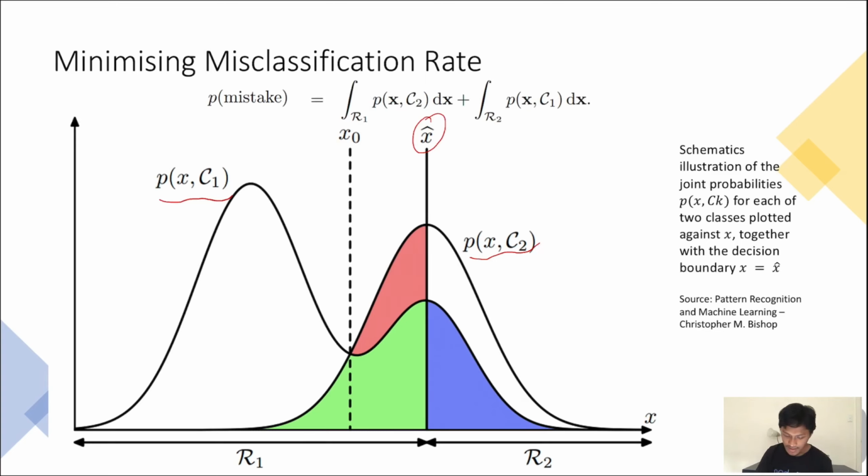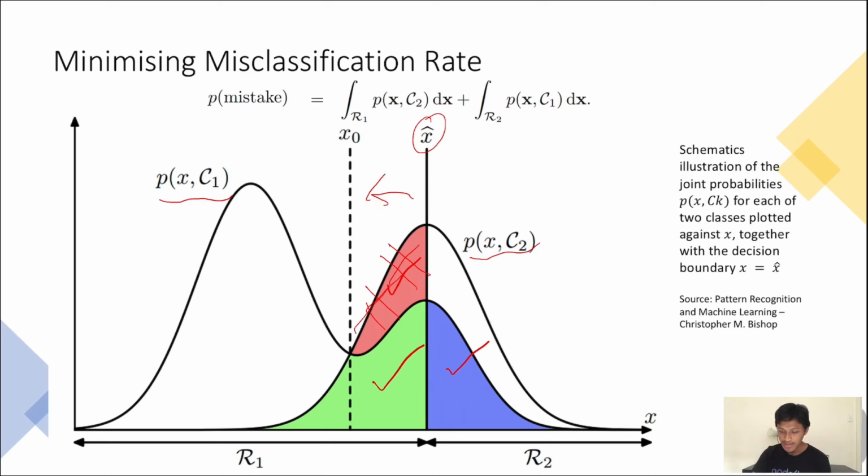As we can see here, we have a blue region which belongs to p(x,C1) but lies in region R2, and the green one is in p(x,C2) as well as p(x,C1) but in R1. And we have the red region here that belongs to p(x,C2) but lies in R1. If we move the decision boundary to x0, the red region will vanish, which means that the misclassification rate is lower.